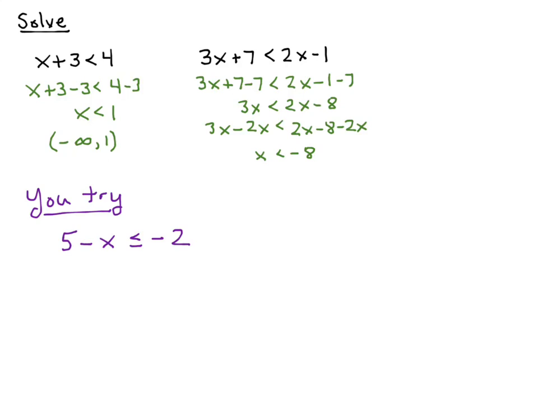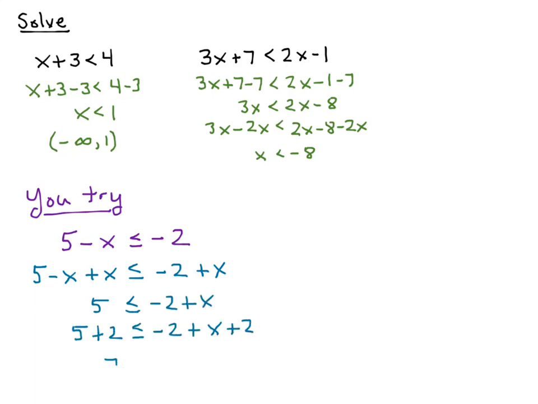Okay, let's see. Anybody get anything? Ryan, did you get something? I got 7 is less than or equal to x. Okay. So you did that by subtracting x from both sides and then adding 2 to both sides, and you get 7 is less than or equal to x. Yeah. And that's a perfectly good answer. If it's visually more appealing to you, you can write x is greater than or equal to 7. It's the same thing.